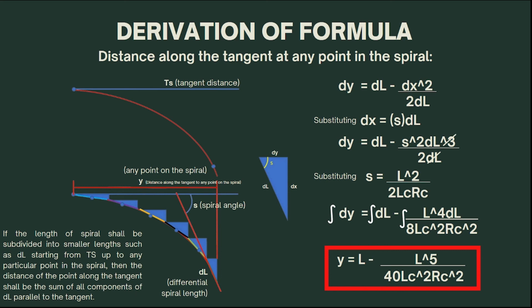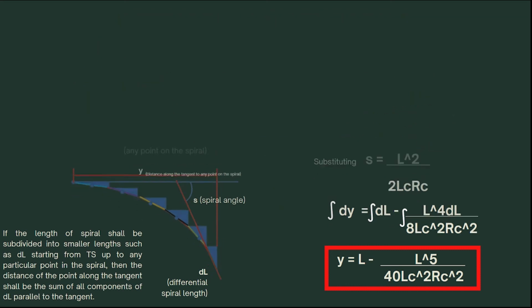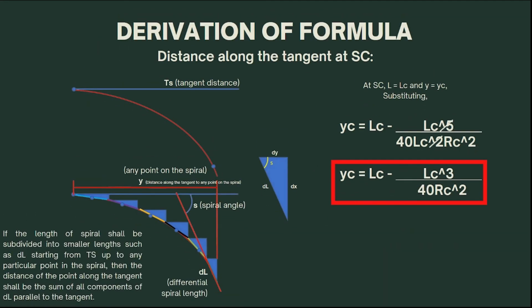We integrate all sides and come up with the formula for the distance along the tangent at any point in the spiral, which is y equals l minus l to the power of 5 over 40 LC squared RC squared. Following this, to find the distance along the tangent at SC, we simply substitute L equals LC and Y equals YC. Once substituted, we can eliminate the numerator and the denominator and come up with the final formula YC equals LC minus LC cubed over 40 RC squared for the distance along the tangent at SC.